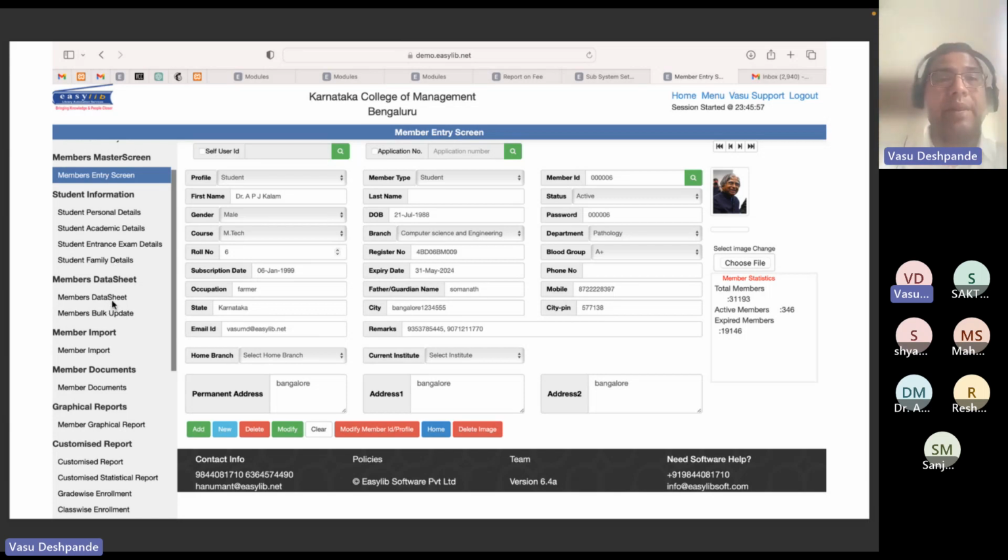Data sheet and bulk update deal with, for example, can I change the department of these 100 students from X to Y directly in one go? And member import: if you already have the student data in Excel, from this year onwards you may use the Easylib admissions module. But for the last 10 years of data, you simply give it in Excel, and Easylib has the ability to import all that data. We deal with thousands of rows here, which can be imported within a matter of 1 or 2 days.